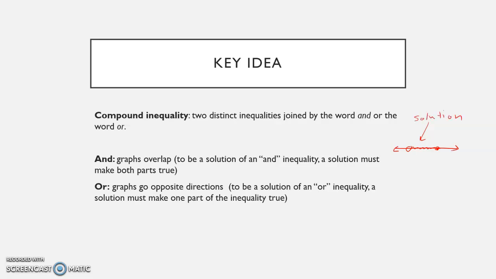Okay? Or inequalities will look more like this. Okay, you'll have something here. I'll put a closed circle here, an open circle here, and then you'll shade away from each other. So for and inequalities, anything that fits here, right? The intersection of both inequalities will work. For or inequalities, it can either go here, that means the whole thing is true, or you could have a solution here, any solution here.